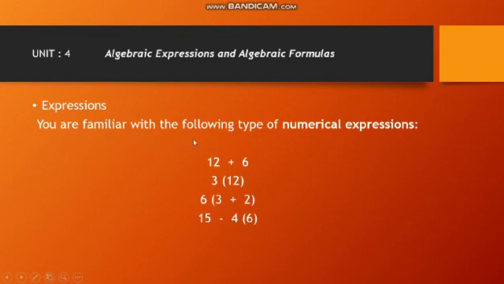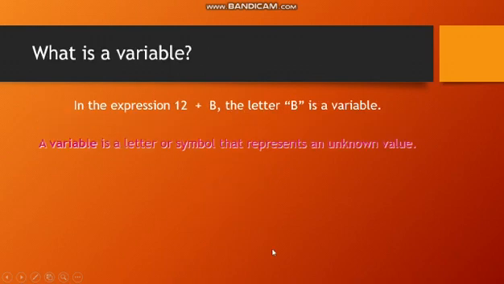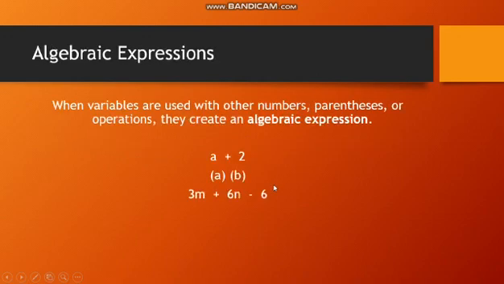You are familiar with the following types of numerical expressions, which are 12 plus 6, 12 into 3, 3 plus 2 into 6, 15 minus 4 into 6. These are simple numerical expressions without any variables. So what is a variable in an algebraic expression? A variable is always unknown in an algebraic expression. In the expression 12 plus b, the letter b is a variable, and a variable is a letter or symbol that represents an unknown value.